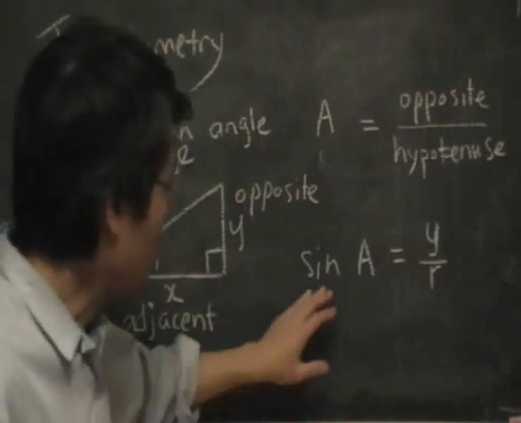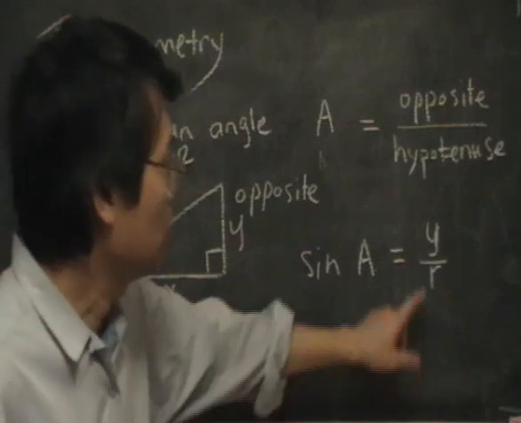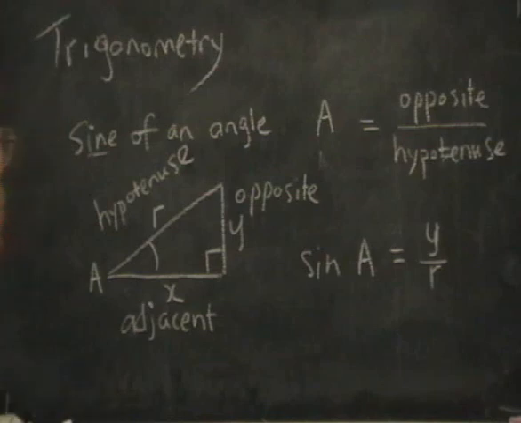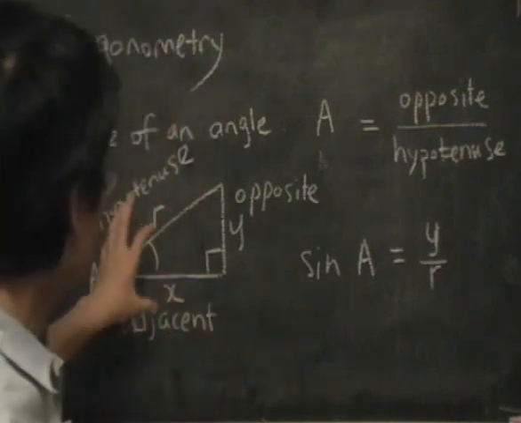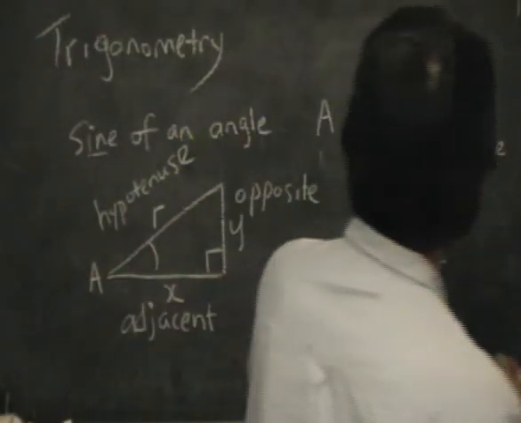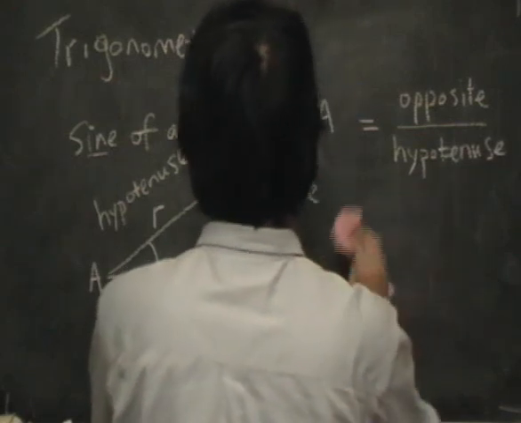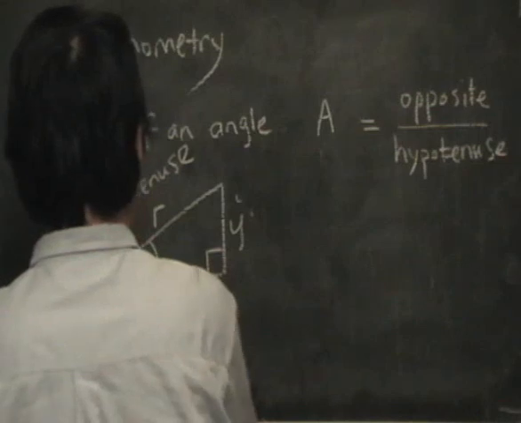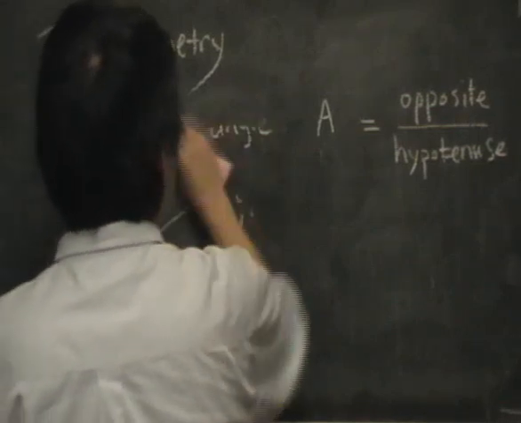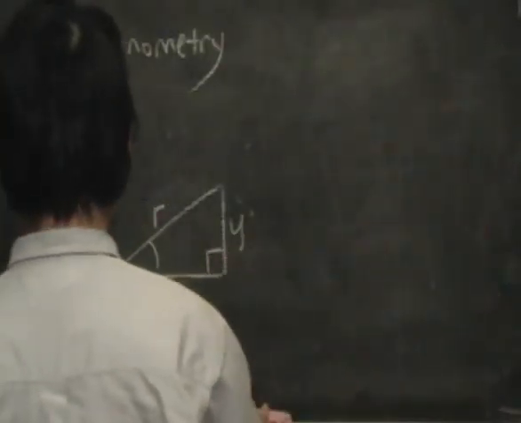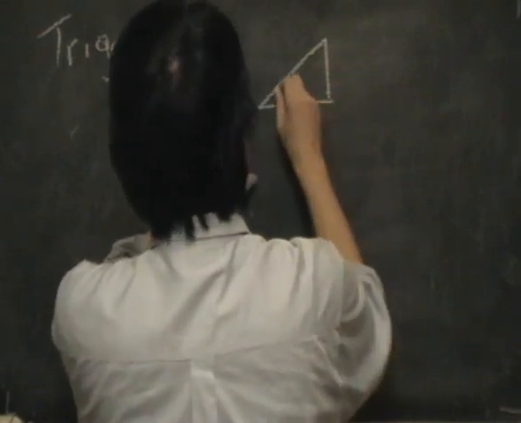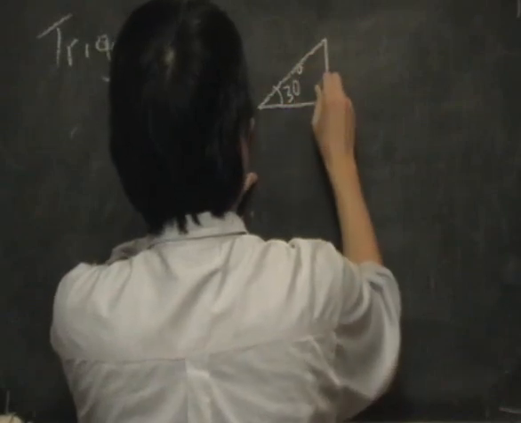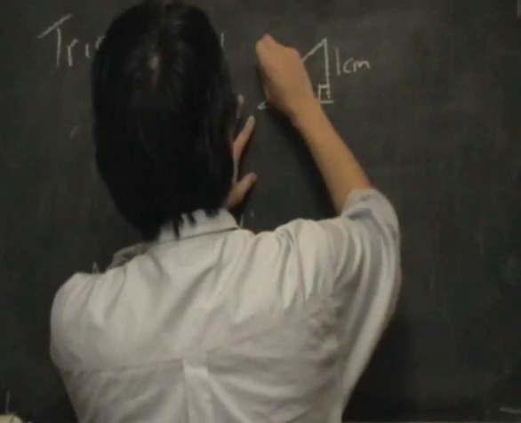Okay, so we start by learning the meaning of this symbol. Sine A is equal to Y over R. So let's just look at some examples of what this means if we start putting some numbers into the angle and the sides. Now suppose I have this triangle where the angle is 30 degrees, that's a right angle, and that's 1 cm, and the hypotenuse is 2 cm.